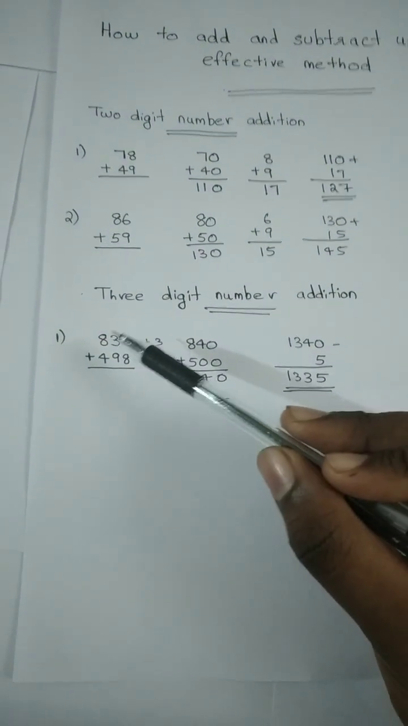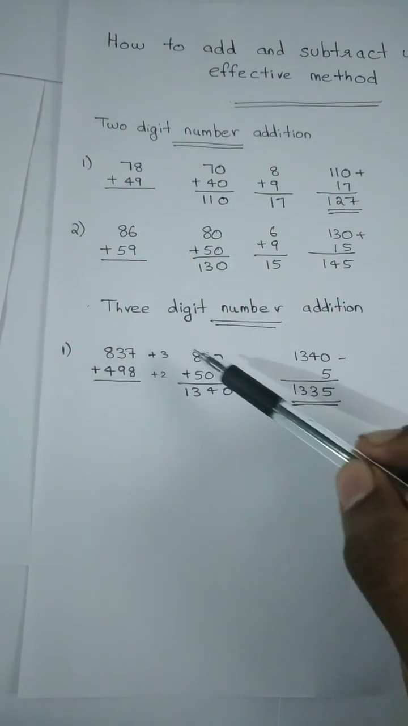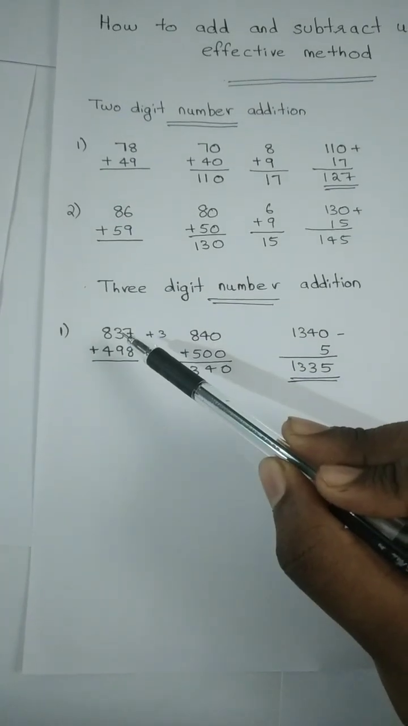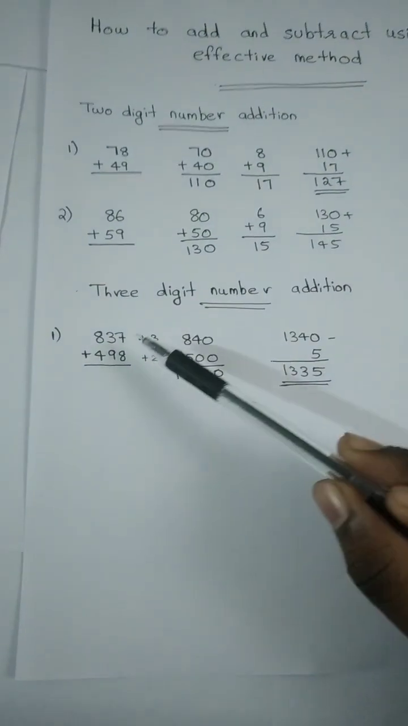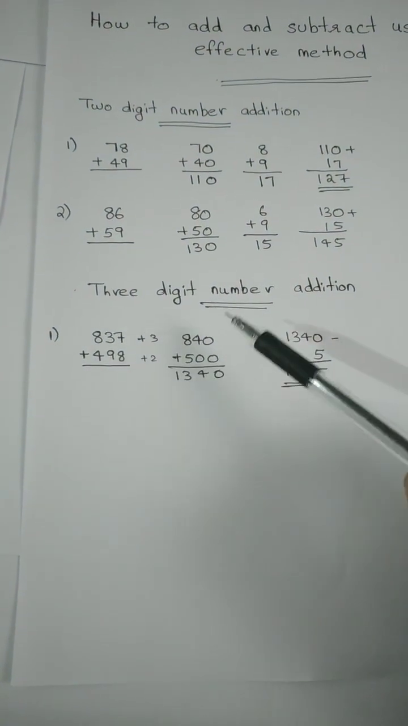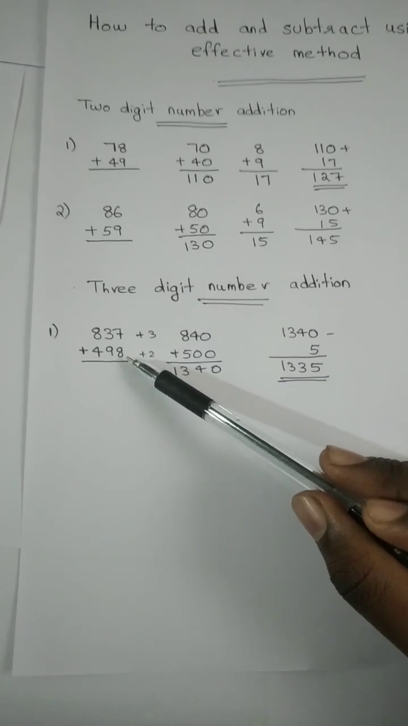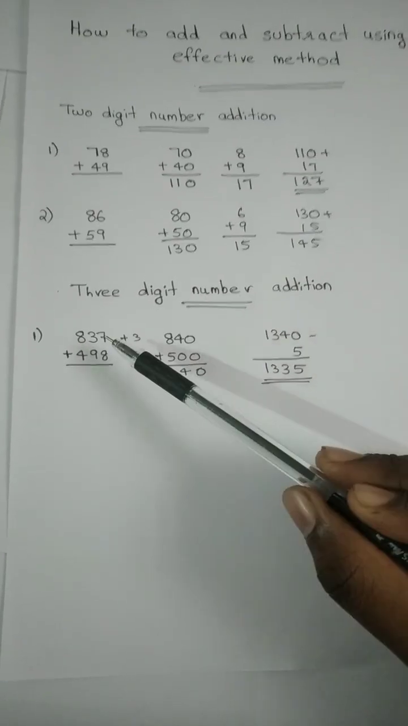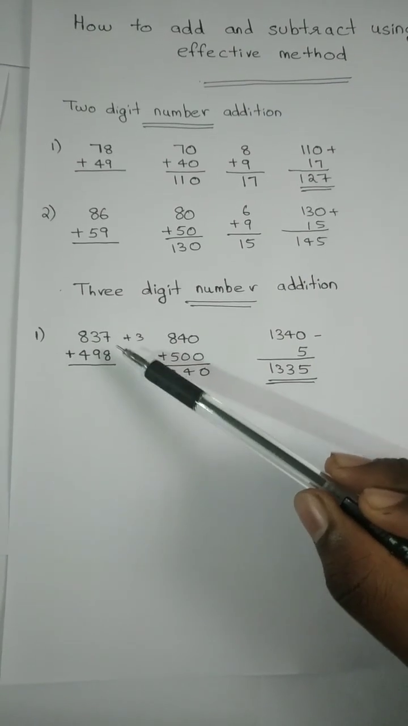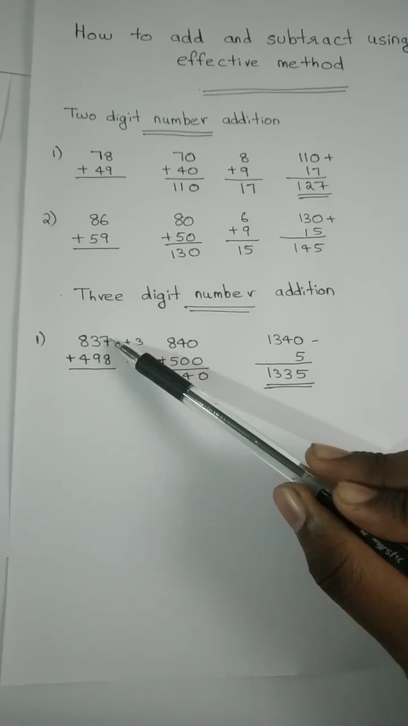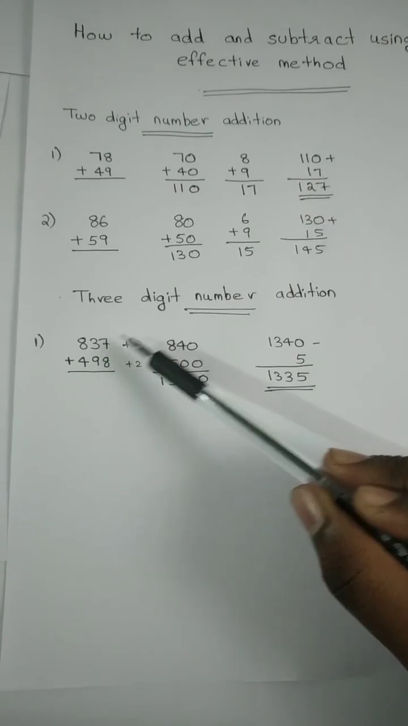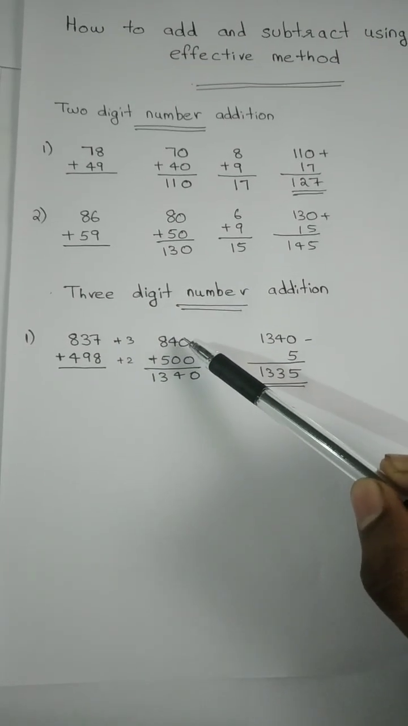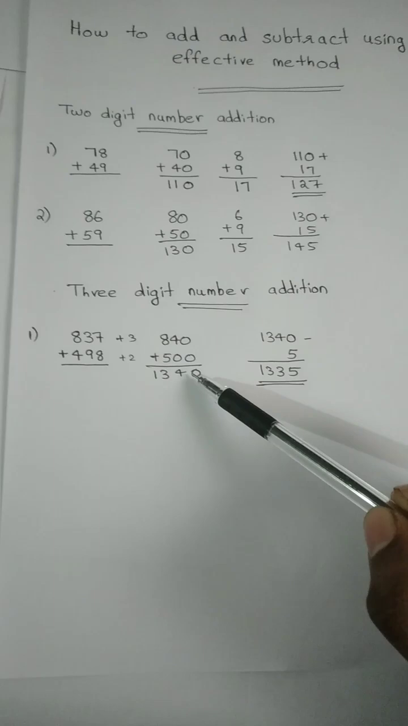So 837, the nearest multiple of 10 to it would be 840. So there's no problem in making 837 into 840. 498 would be closer to 500 rather than 490. So instead of taking 830 here and 490 here, you can take 840 here and 500 here. So 837 can be changed to 840 and 498 can be changed to 500. When you add 840 and 500 you would get 1340.